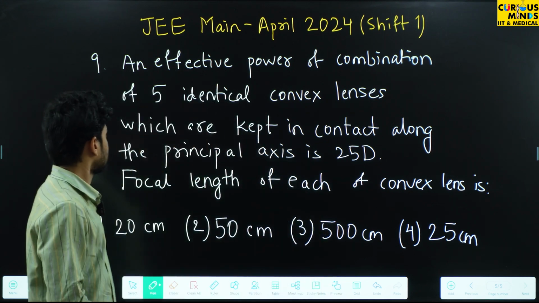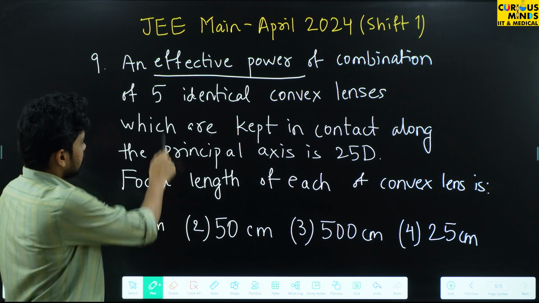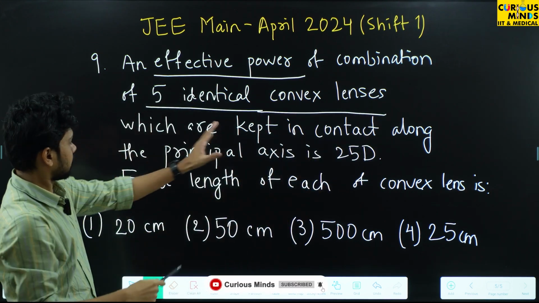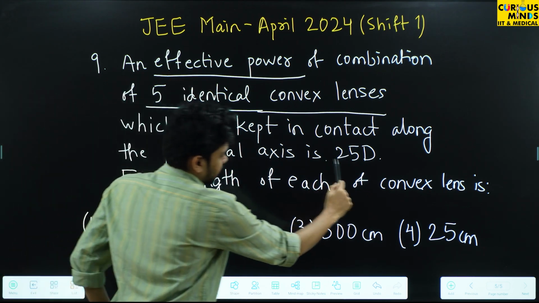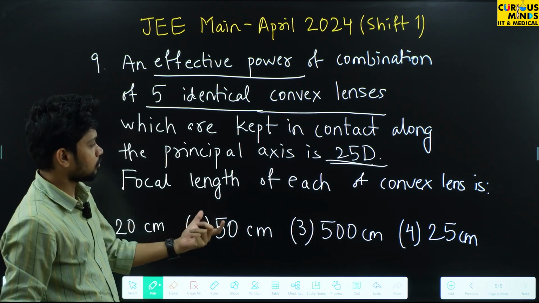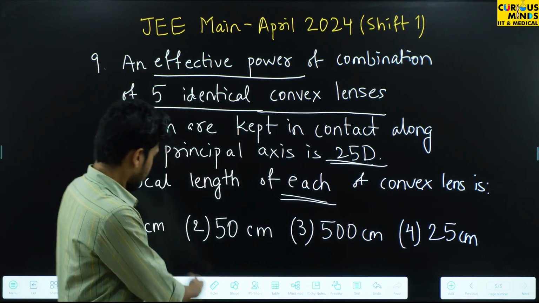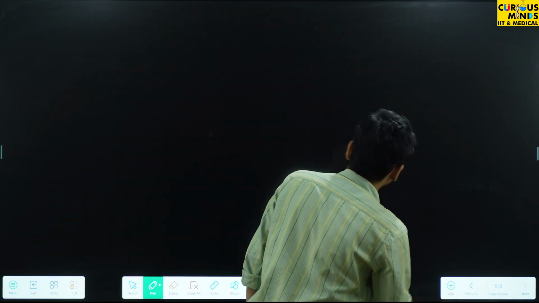So what they are saying is, an effective power of a combination of 5 identical convex lenses, and all these are kept in contact along the principal axis. The total effective power is 25D, and what they're asking is, what is going to be the focal length of each of those convex lenses. So that is the question, and here are the options. So let's write down all the information that is there.